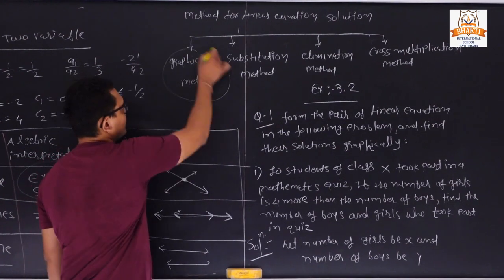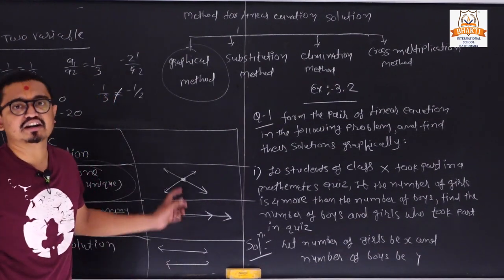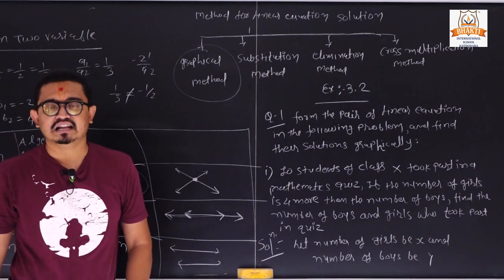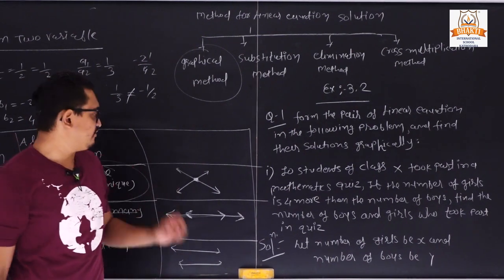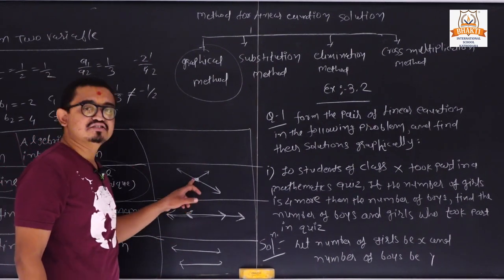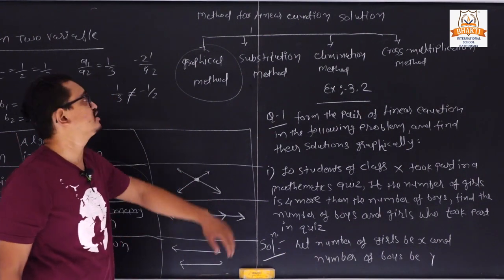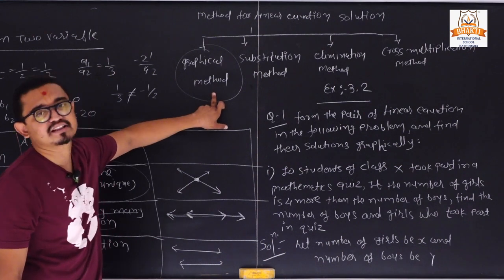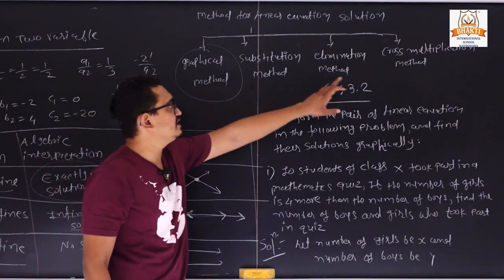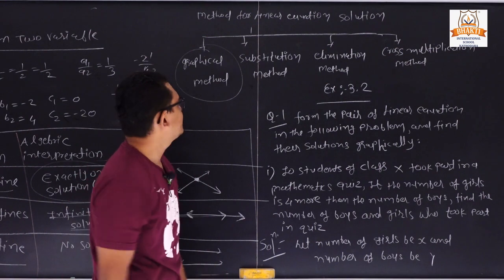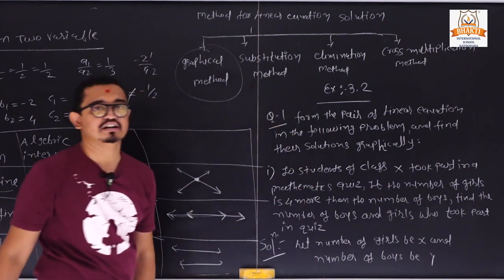So in the graphical method, what happens? First of all, we draw its graph. Clear? And from the graph, we find what? If they are intersecting, we can find its solution. So from the graphical method, we can find the solution. That's why its name is the graphical method. And these 3 methods are different strategies: elimination, substitution and cross multiplication.